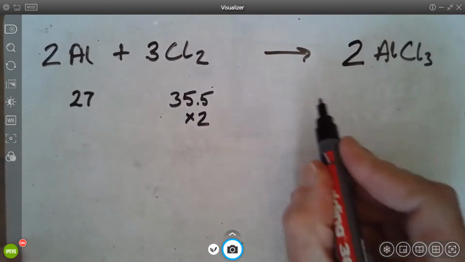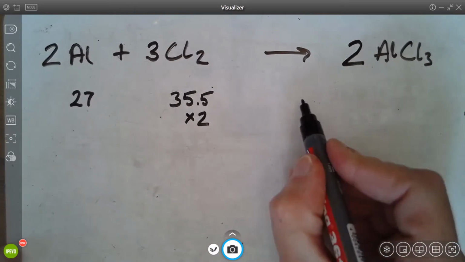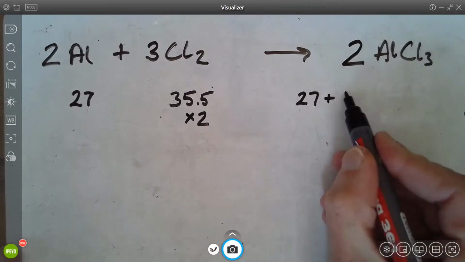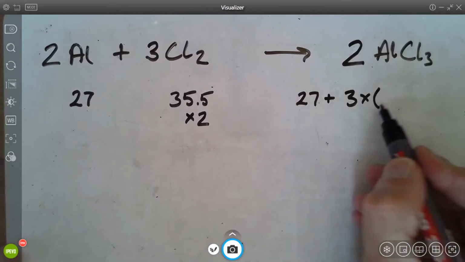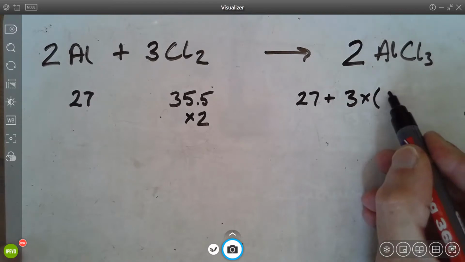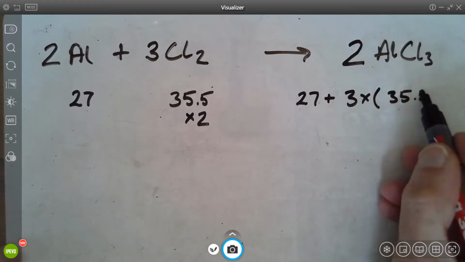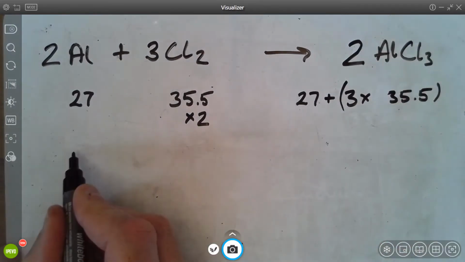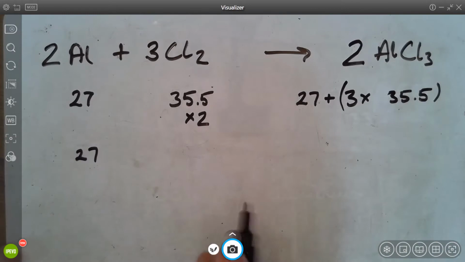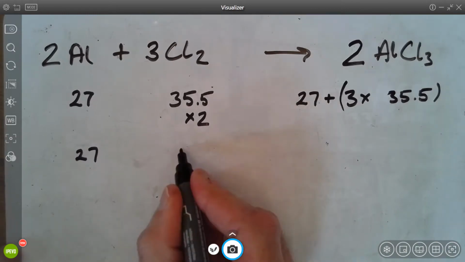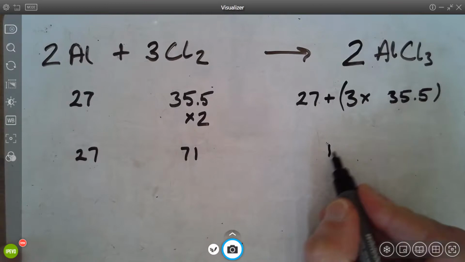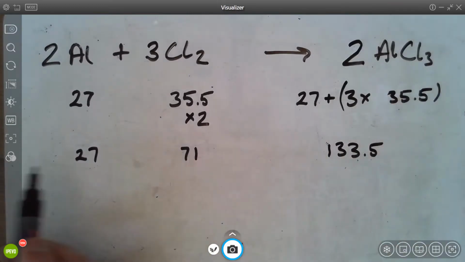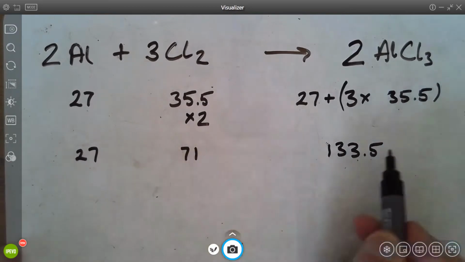So we're multiplying it by 2 here. Now, aluminium chloride is a little bit more tricky, so we're just going to look at the aluminium, 27. Now we're going to add 3 times 35.5. Okay, perhaps I put the bracket in the wrong place, but 3 times 35.5. So let's just round up there. We've got the 27, 71, and 133.5. These are either the atomic mass or the formula masses for these things.